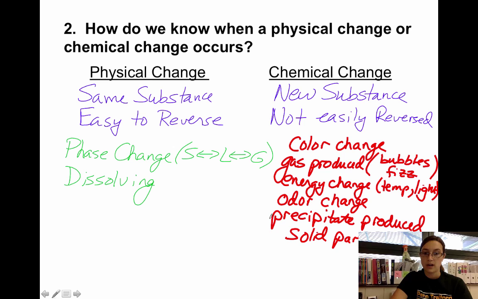So these two right here kind of go together, right? Precipitate means solid. So if a solid is formed when you mix two things together, that's a chemical change. These 5 pieces of evidence right here are what you should look for to determine if it's a chemical change or a physical change.